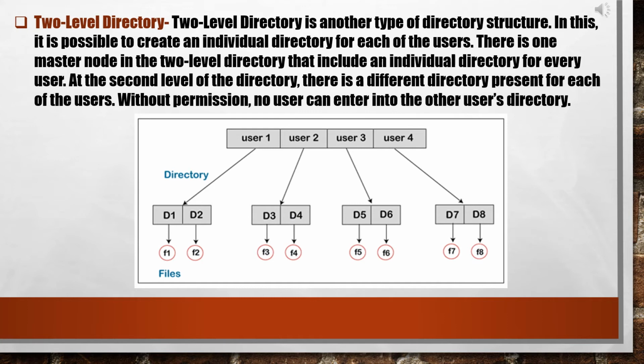The next one is two-level directory. Two-level directory is another type of directory structure where it is possible to create an individual directory for each of the users. There is one master node in the two-level directory that includes an individual directory for every user. At the second level of the directory, there is a different directory present for each of the users. Without permission, no user can enter into another user's directory.